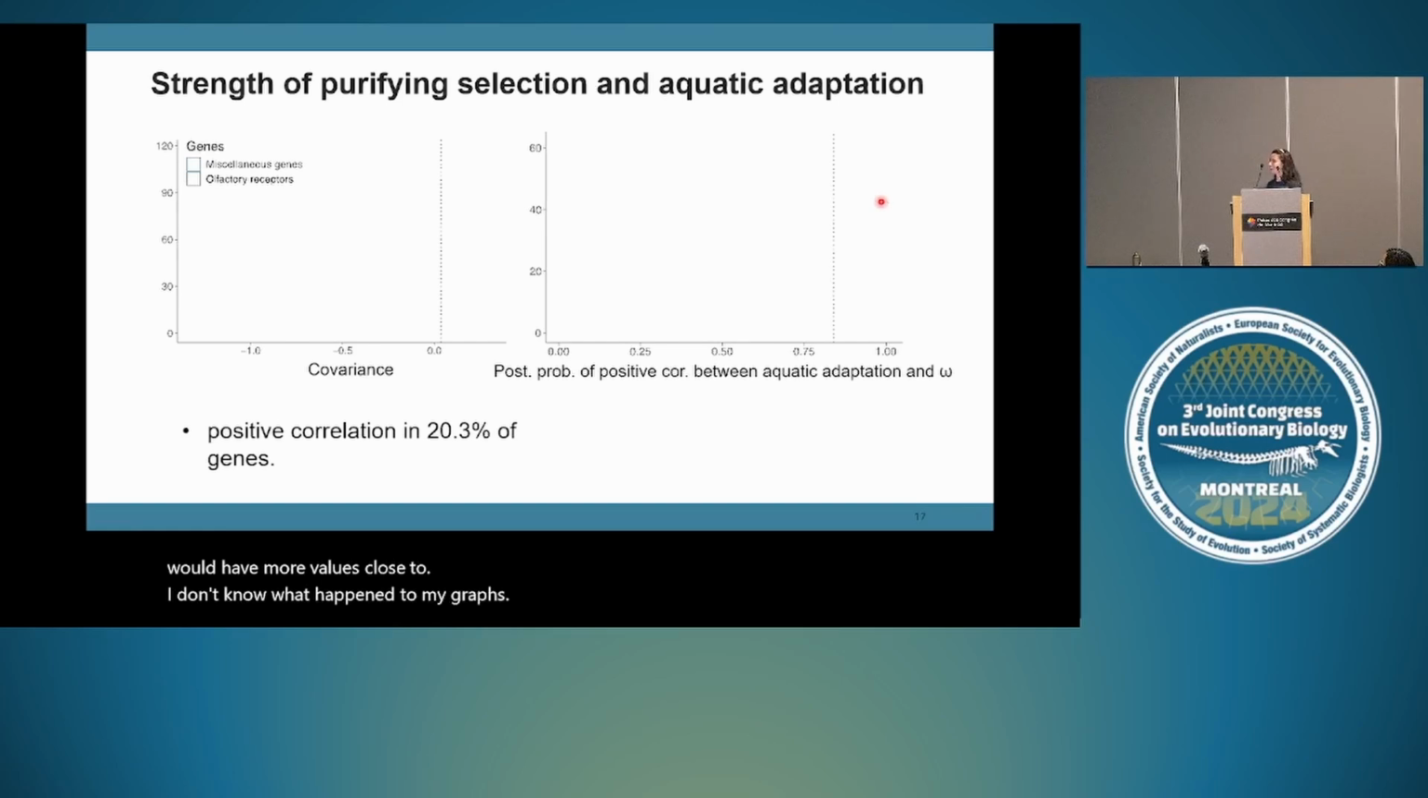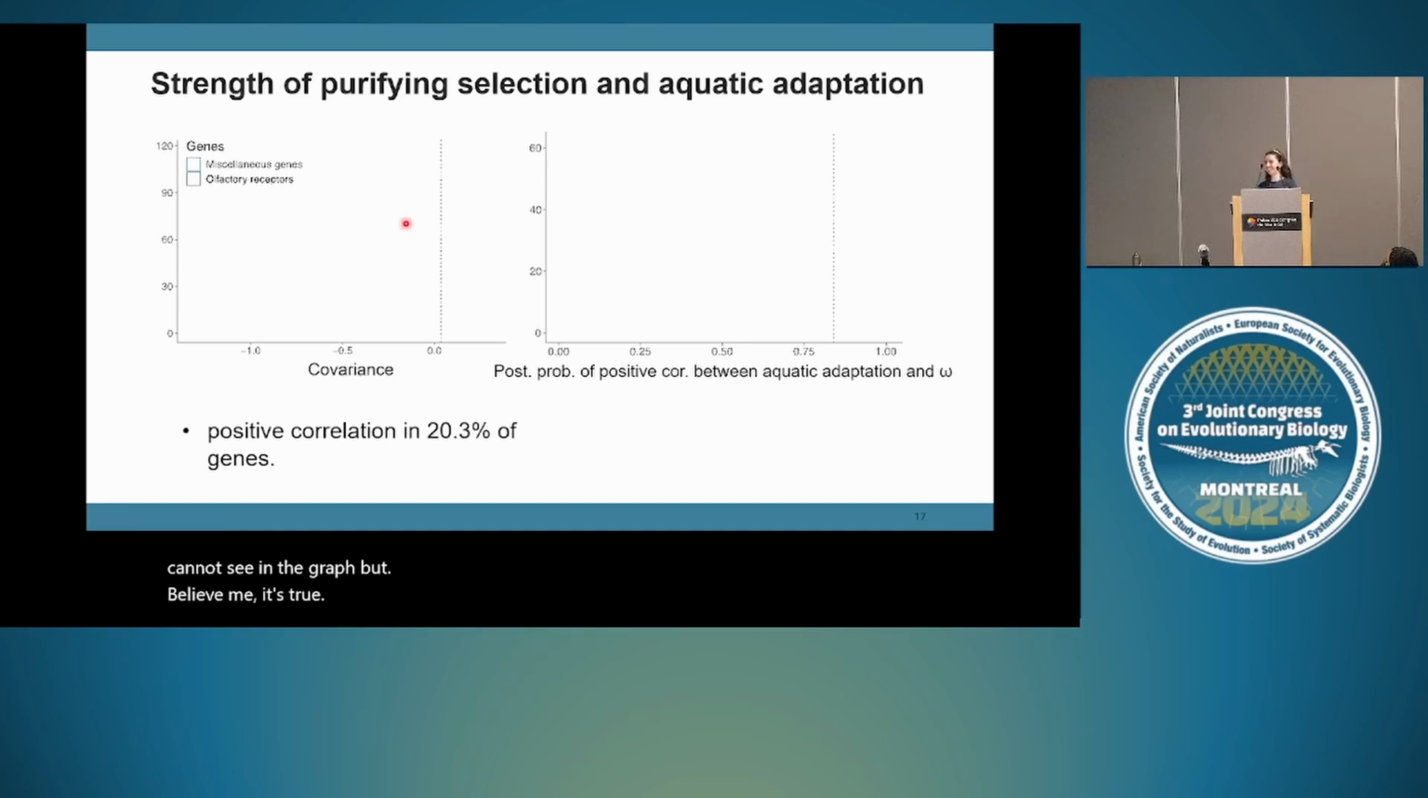Well, but anyways, we found a positive correlation scenario, basically, and it should be nicely drawn more or less how I presented before. But anyways, we found positive correlation in 20.3% of these varied function genes, which we cannot see in the graph, but believe me, it's true.